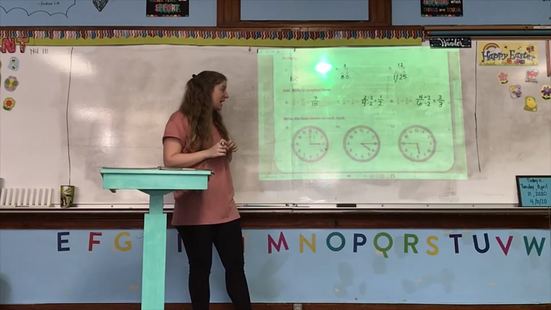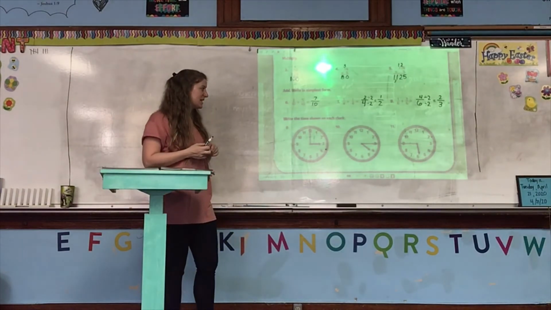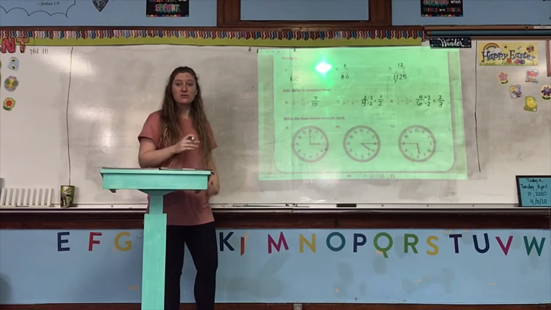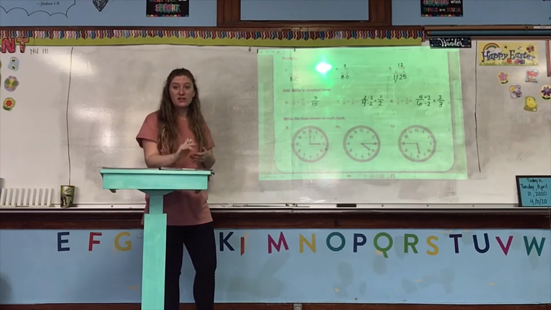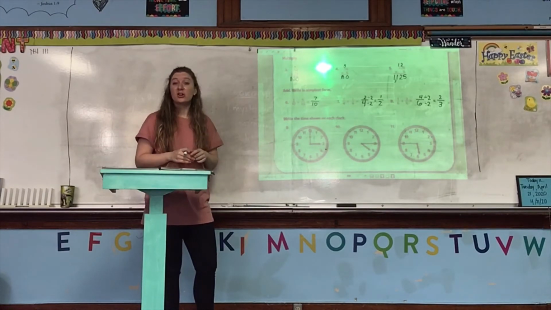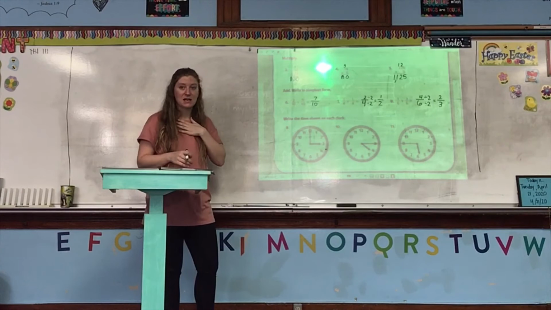Now, numbers 9 through 11 say, write the time shown on each clock. This may be where some of you had trouble. We have not talked about this at all this year. It's been a while since you've talked about this. If you struggled with this, go ahead and find some IXLs.